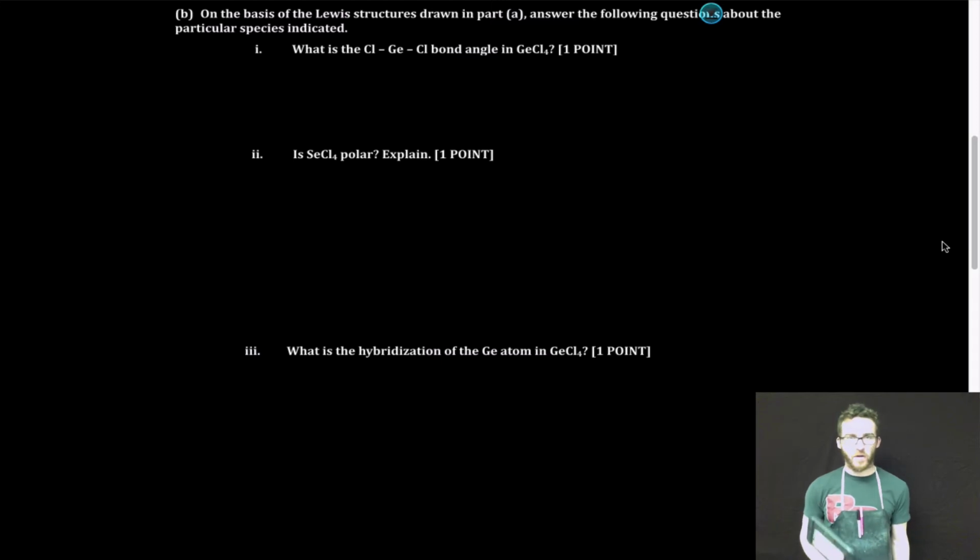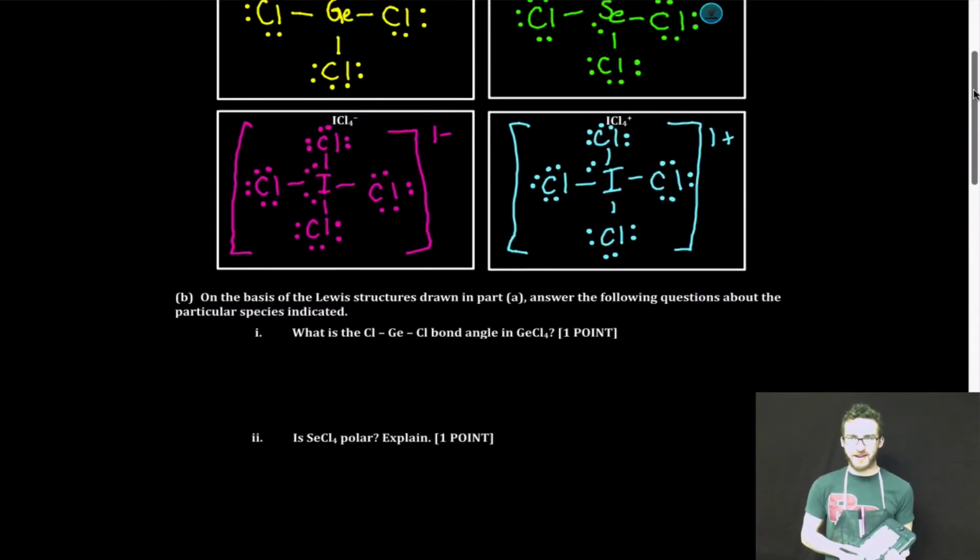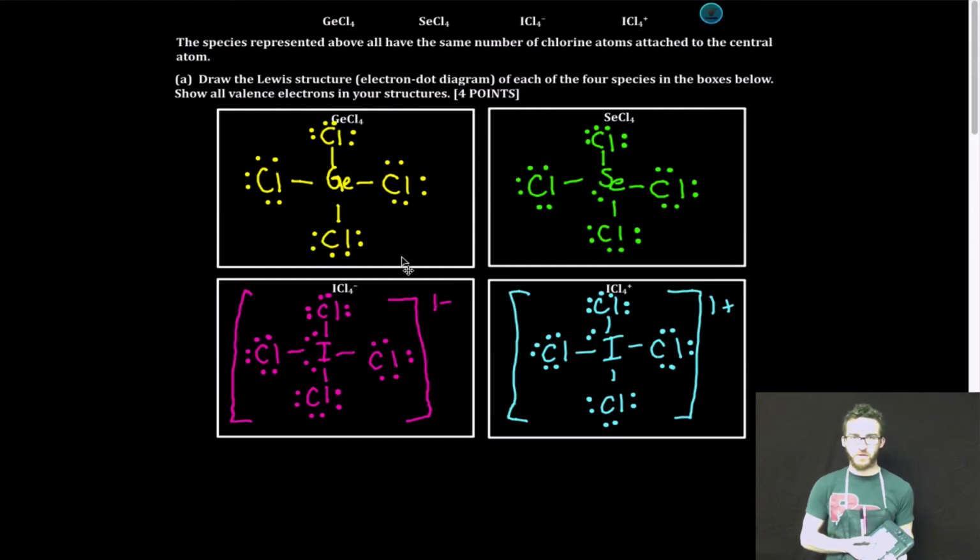Part B. On the basis of the Lewis structures drawn in Part A, answer the following questions about the particular species indicated. Subpart I. What is the Cl-Ge-Cl bond angle in GeCl4? Let's go back up and take a look. Oh, what a beautiful structure. All right, now don't be fooled. The Cl-Ge-Cl bond angle looks like it's 90 degrees in two dimensions.